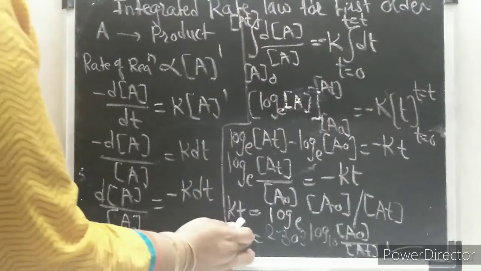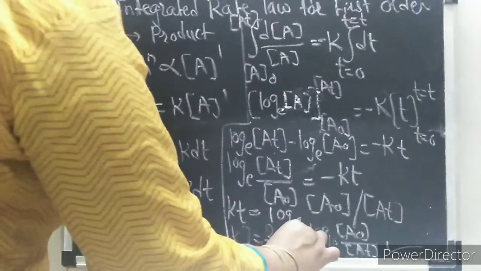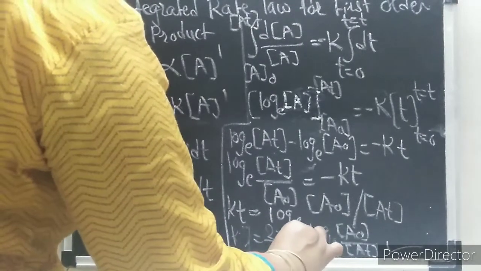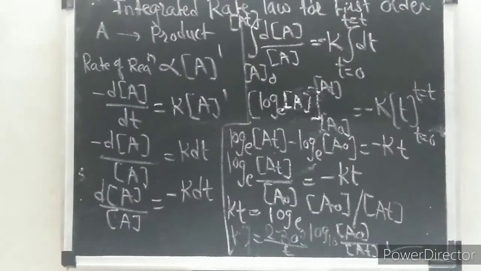So what is k equal to then? k is equal to 2.303 upon t log to the base 10 A0 upon At. This is the integrated rate law for first order reaction.